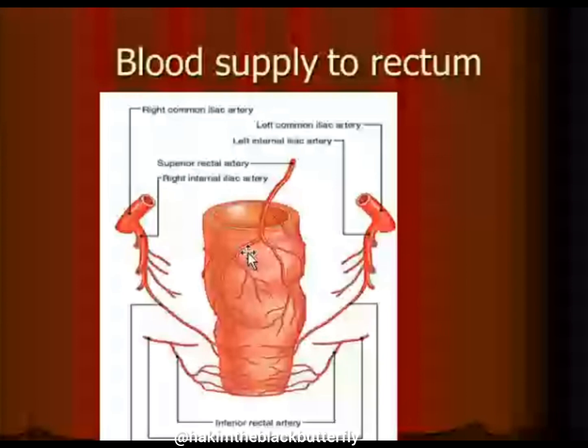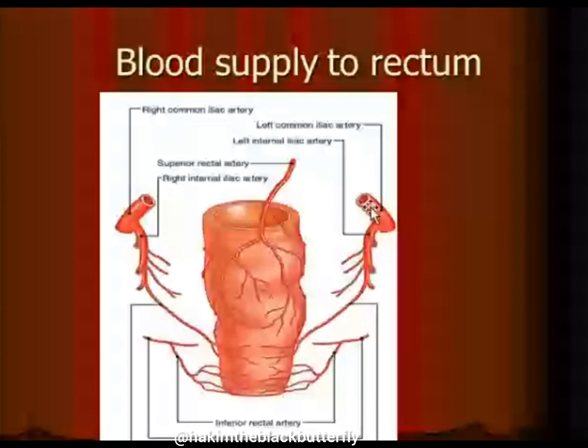Blood supply to the rectum. The rectum is supplied by 3 arteries. The superior rectal artery, a branch of the inferior mesenteric artery. Then we have the middle rectal artery, a branch of the internal iliac artery.